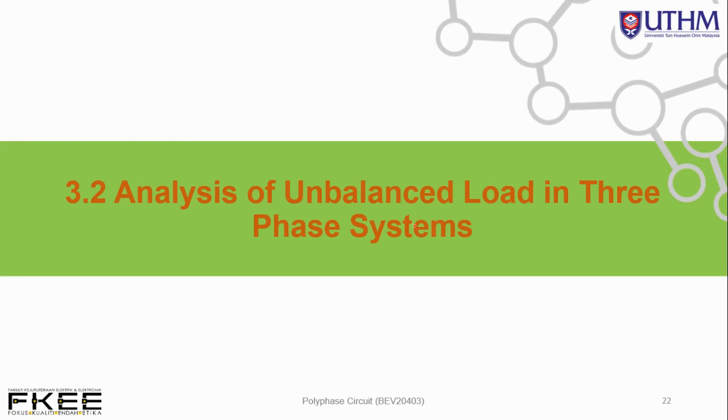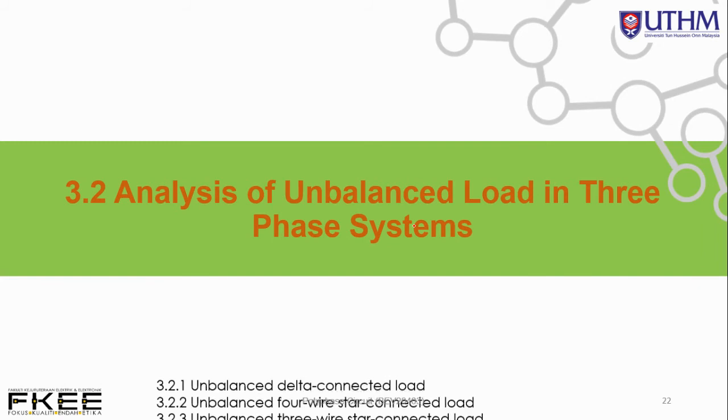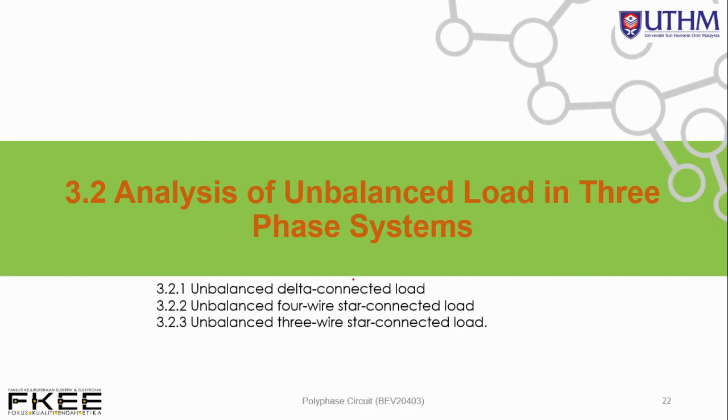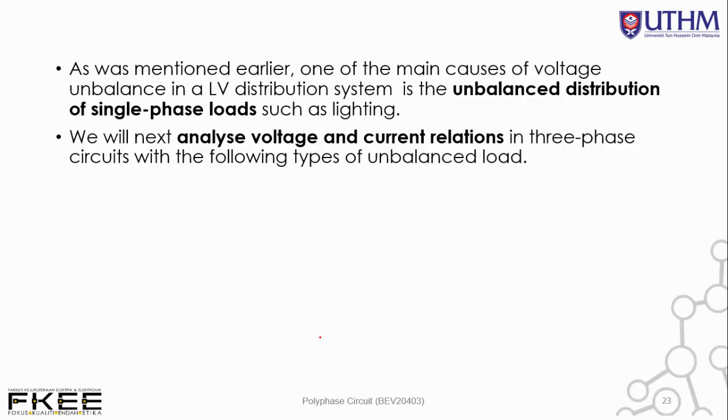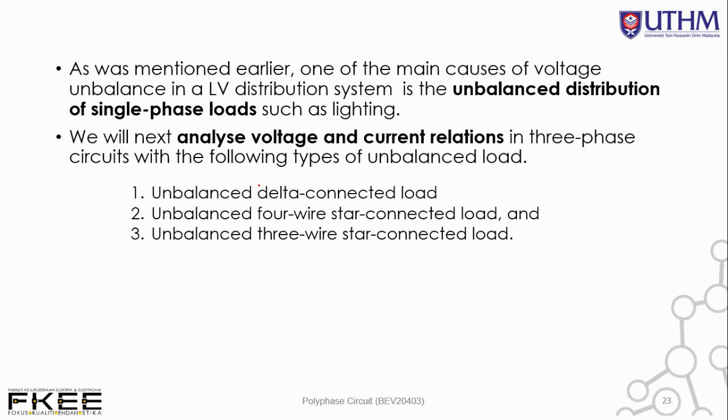All right, so another subtopic, 3.2, analysis of unbalanced load in three-phase system. Unbalanced delta connected load, unbalanced 4-wire star connected load, and finally unbalanced 3-wire star connected load. As mentioned earlier, one of the main causes of voltage unbalance in an LV distribution system is the unbalanced distribution of phase loads, such as lighting. We will next analyze voltage and current relations in a three-phase circuit for the following types of unbalanced load: unbalanced delta connected load, 4-wire star connected load and 3-wire star connected load.